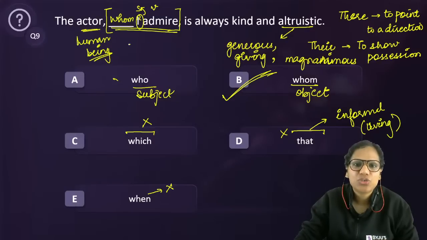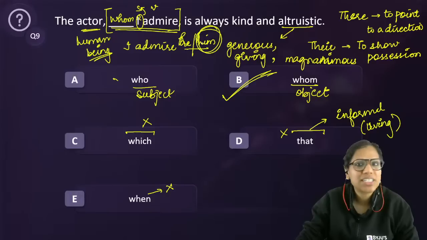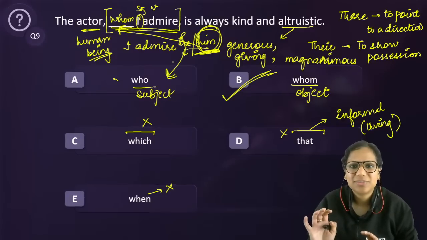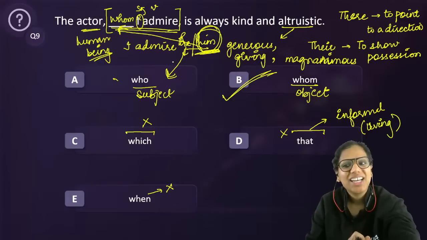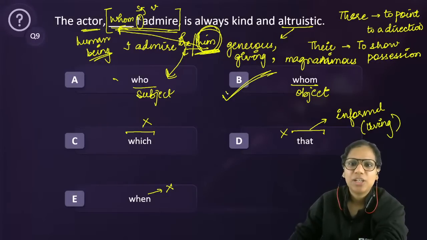Also a very easy hack. Think of it as a question and then answer it. I admire he or him. What will you say? You will say I admire him. You'll never say he. So अगर him है answer तो whom आएगा question में. Object object. अगर he है answer तो who आएगा question में. Make sense? Okay. So B is the answer here.